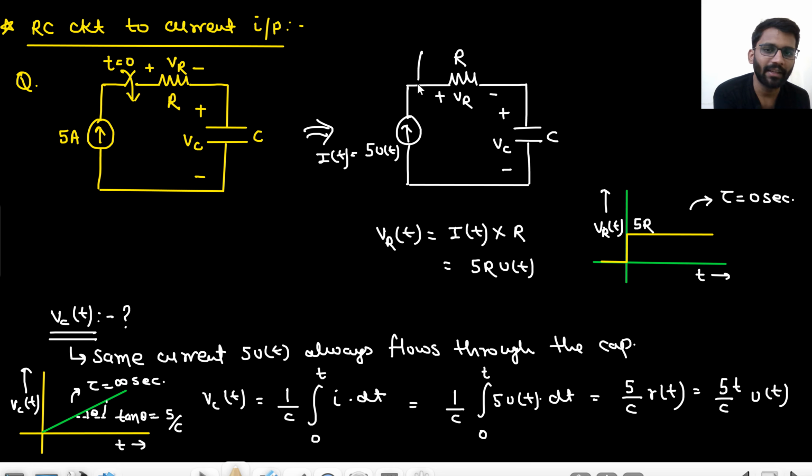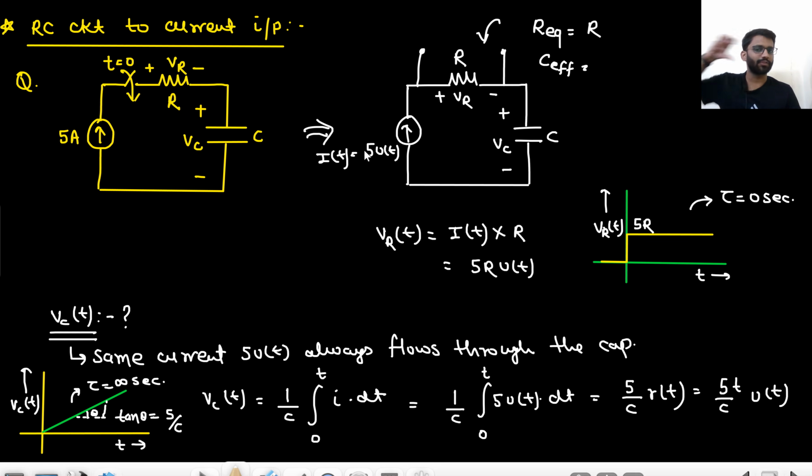Let's just assume I am taking my output from here. So what will I see? From here I will see my R equivalent. What is my R equivalent? That is R, or R effective I will say. What is my C effective here? From here I will see, what will happen to the current source? The current source will be open circuited. So this C will be open ended.